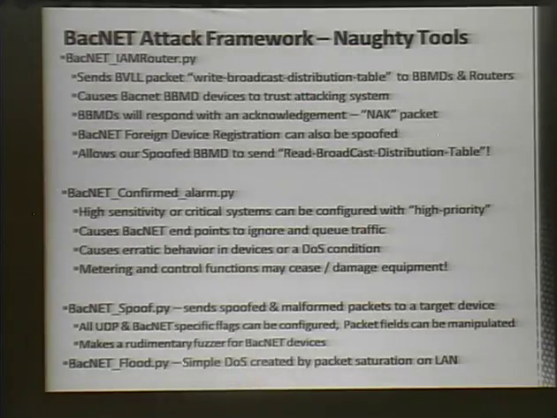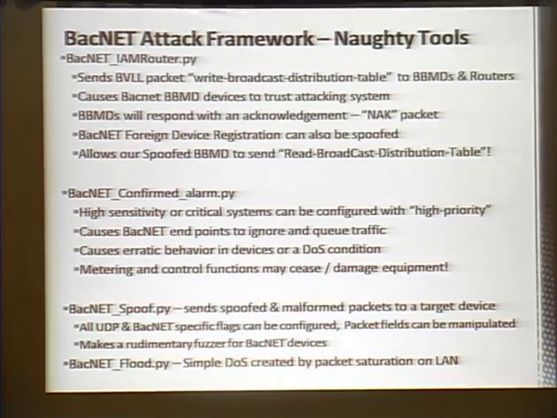The next one is Bacnet spoof, and this basically just allows you to do a form of fuzzing. Since they are low-cost microcontrollers, they're not really apt at dealing with malformed or corrupt packets. They don't know what to do with them. So this allows you to manipulate all the different little flags within the packet stream, throw them down the wire, and use your Bacnet sniff to collect all that traffic coming back and see what's going on with it.